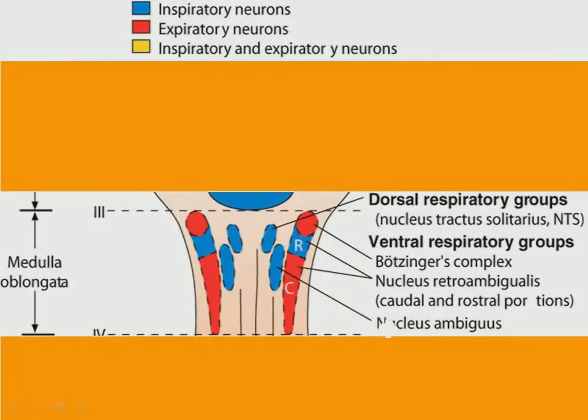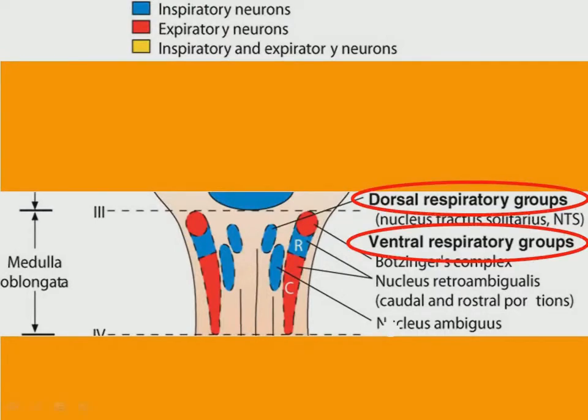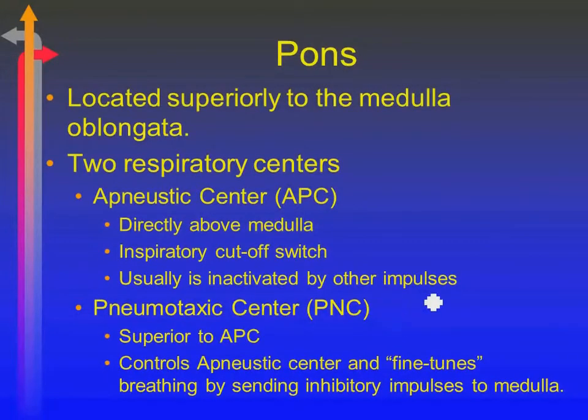So the medulla oblongata is where it starts. That's the important concept you have to have. There are two sets of groups of neurons there, one ventral, one dorsal. Dorsal is primarily inspiratory, the ventral is primarily both. Then there's the pons, which is basically superior to the medulla oblongata, right above it, and it has two centers also. One is given the name the apneustic center, and one is given the name pneumotaxic center.